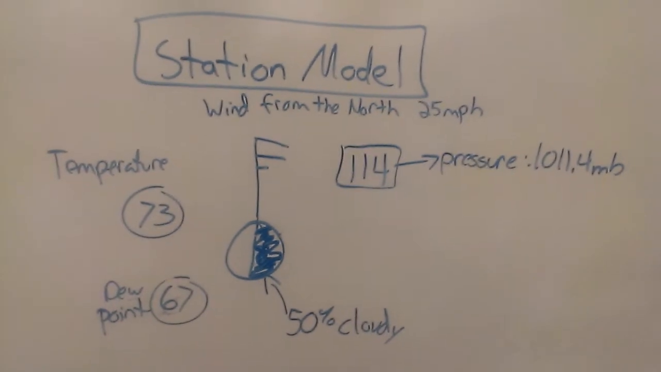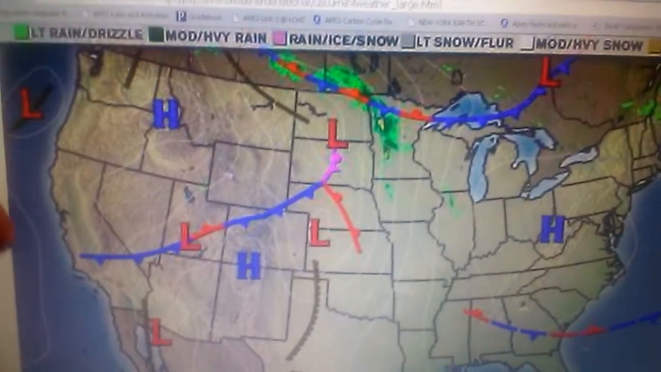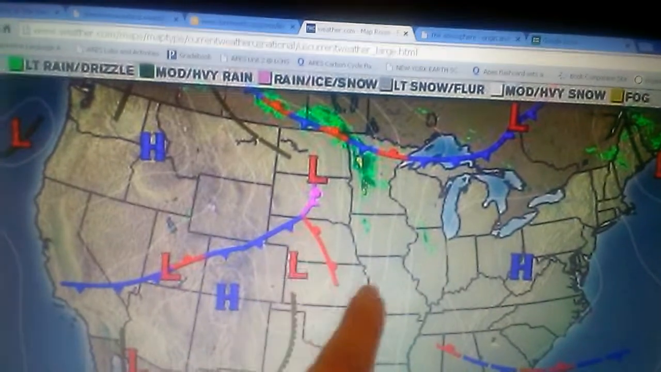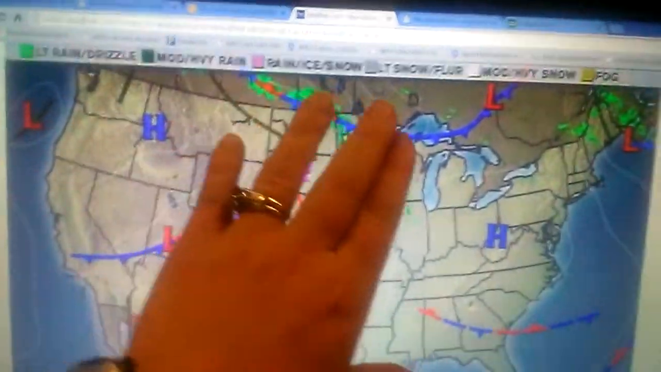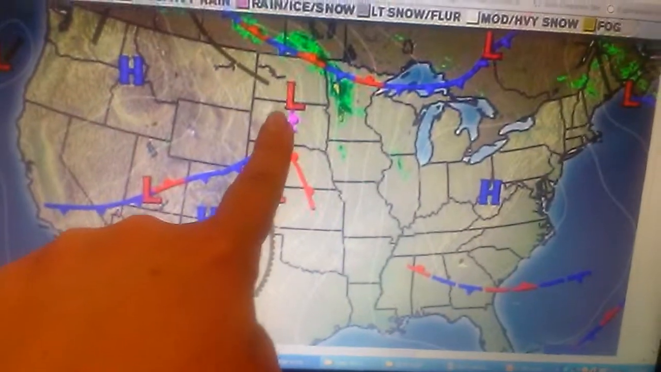Now, let's take a second and check out a real weather map. So here we are on my computer screen. This is our weather for today, which is actually May 19th. This is a system coming across the United States. Our westerly winds are going to bring our system all the way to the east. So in a few days, we would expect this occluded front.